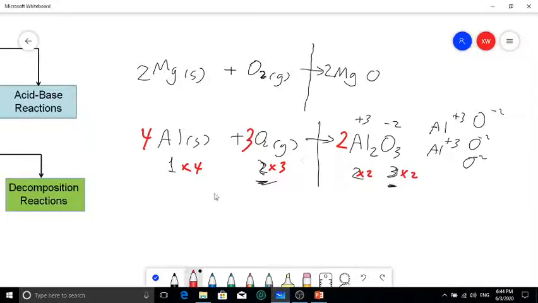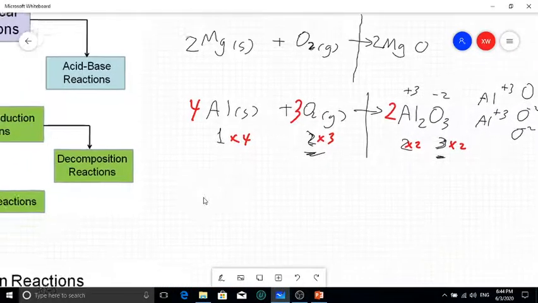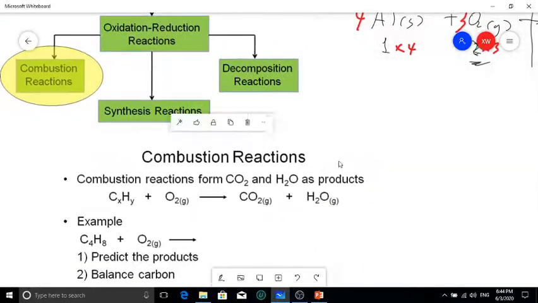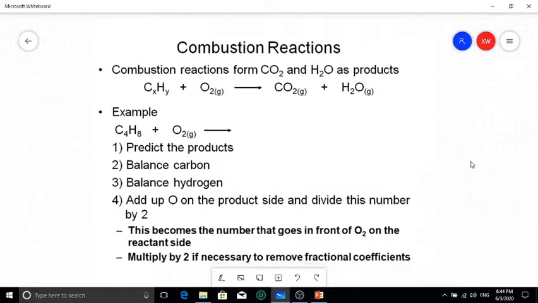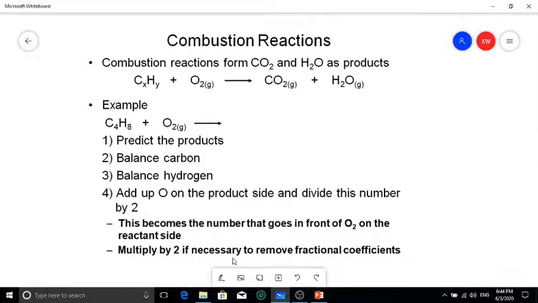Okay, so let's take a look at a little bit more complicated example. You can not only burn single elements, you can also burn some compounds like this one. Now X or Y here could be any integer numbers. For example, you can have C4H8 and burn oxygen.